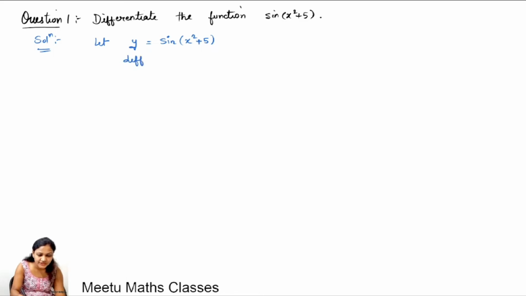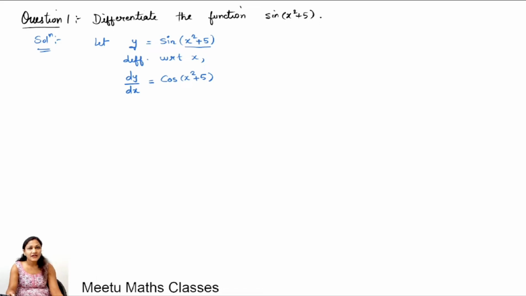So differentiating with respect to x, we get dy by dx is equals to, our function can be read as sine of something. So we can substitute x square plus 5 as x. So sine of x ka derivative is cos of x. Here our substitution is x square plus 5 as x. And in turn we are going to take the derivative of x square plus 5.